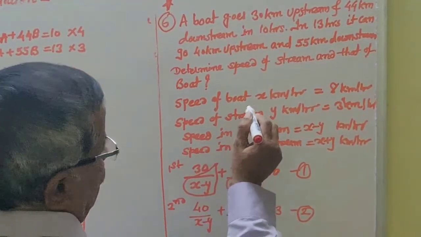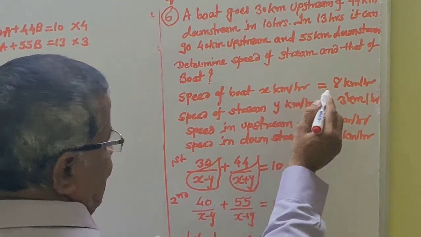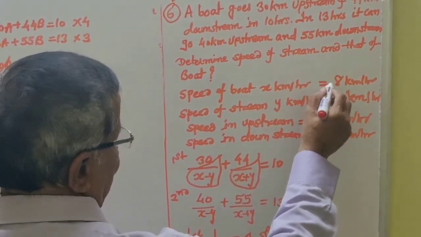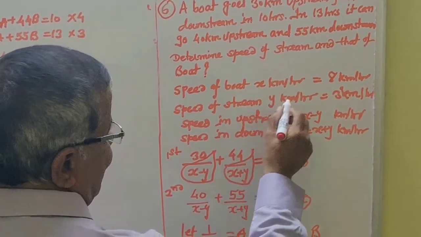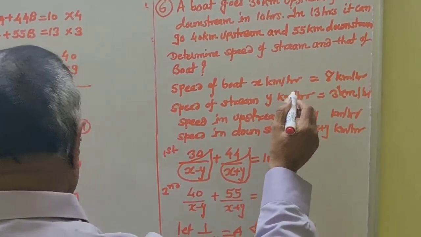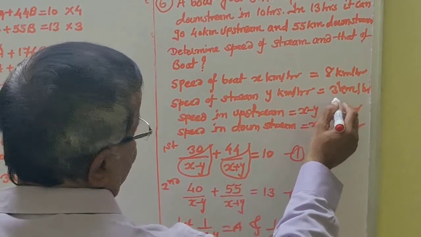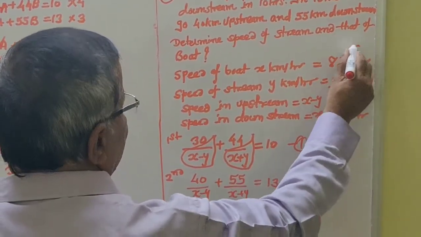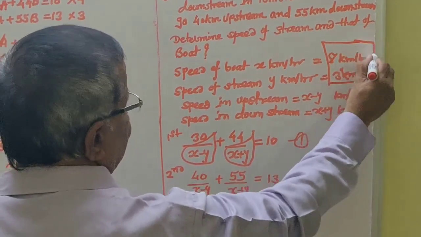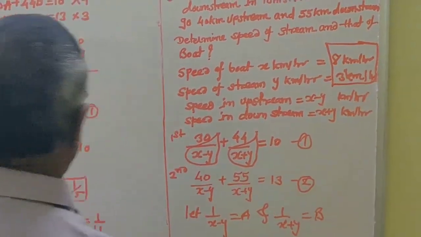The speed of the boat is x km per hour. The value of x is 8. Therefore the boat speed is 8 km per hour. Speed of the stream is y km per hour. I get y is equal to 3. So the speed of the stream is 3 km per hour. These two are the required answer for the given problem. This is very important term.